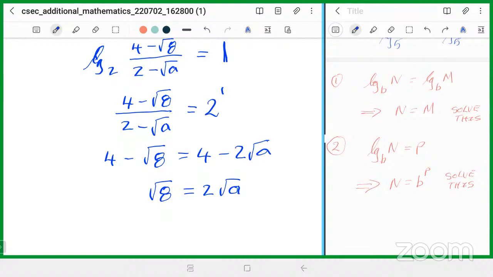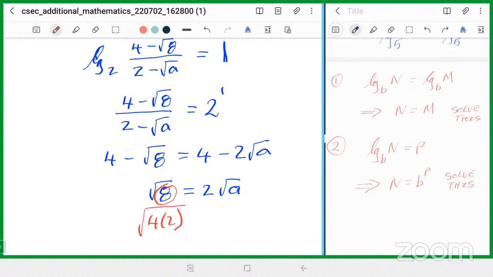Root 8 is equal to 2 root a. All right? And to simplify this now, I want to get rid of that square root. So I can square both sides, square this side, and square this side. That's one way to do it. Or we can use indices and simplify the surds, and write this 8 as 4 times 2.